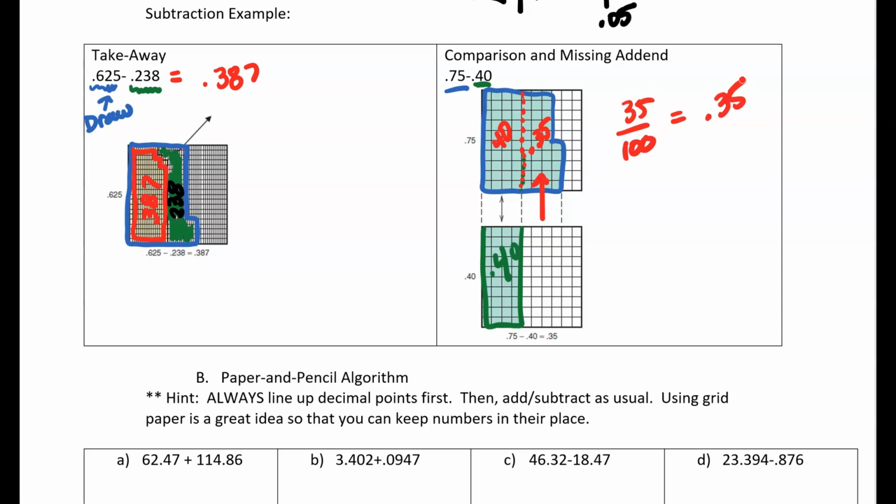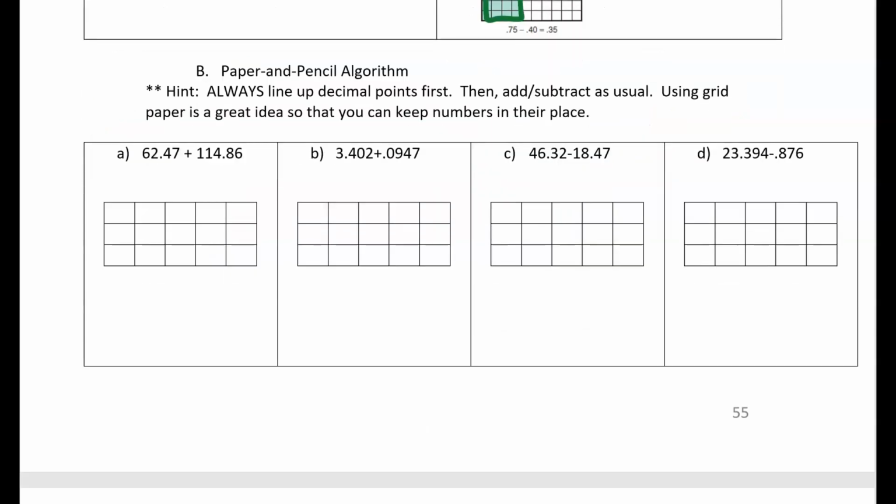So now that we've seen those, let's talk about the paper and pencil algorithm. This would be oftentimes the faster method, not always the best method, but it just depends on the person. One strategy to help students do this is to provide grid paper so everything can be lined up, because it's hard, especially if the kiddo doesn't have great handwriting, to make sure that everything's lined up. So the goal is you always line the decimal points up first, and then you can add and subtract as usual. And if there's ever a gap where the decimals don't line up, you can add zeros as placeholders anywhere to the right of the decimal.